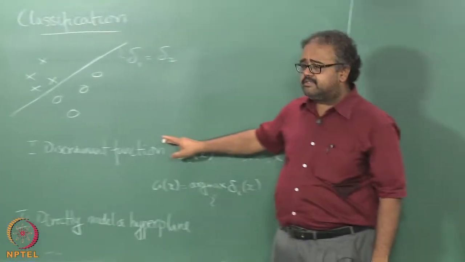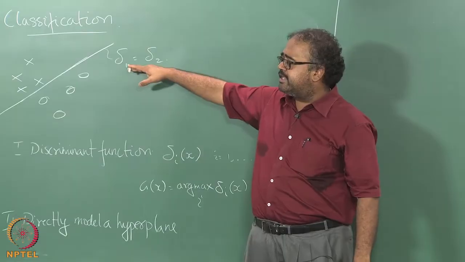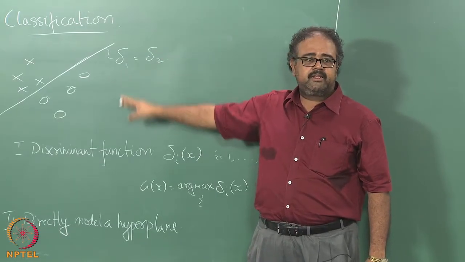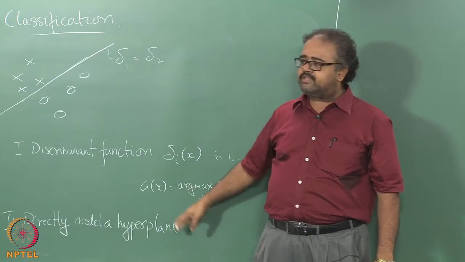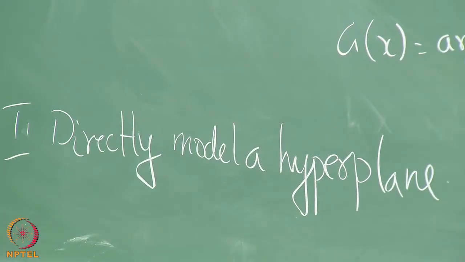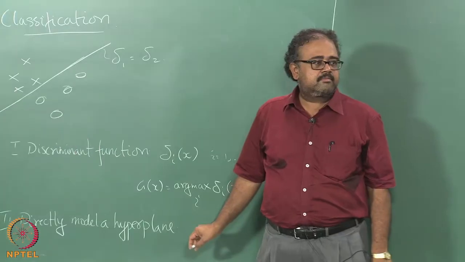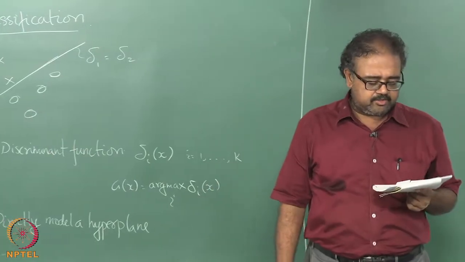So it is related to this in some sense, right. If I give you the discriminant functions, I can always recover the hyperplane, but here instead of trying to do a class wise discriminant function, we will directly try to model a hyperplane. Okay. So this is the second class of problems.